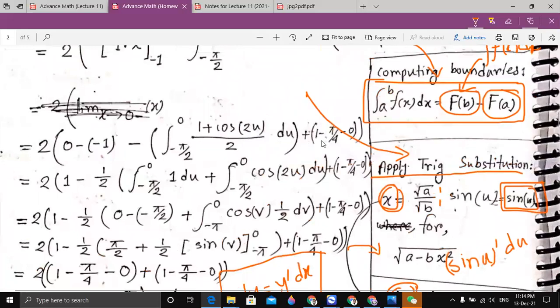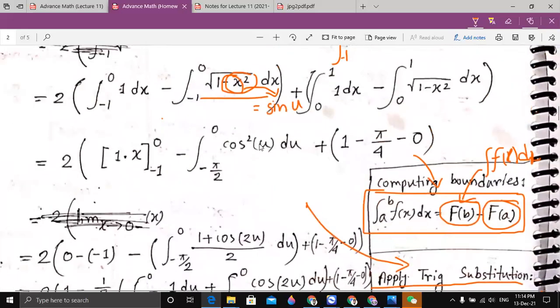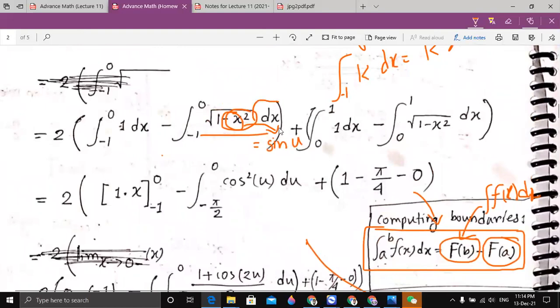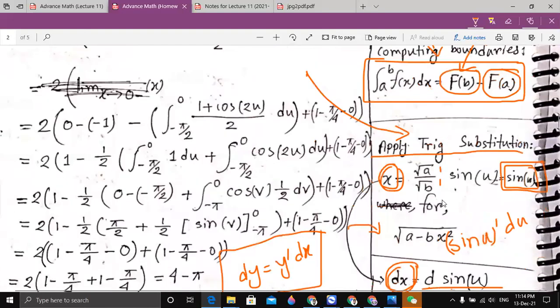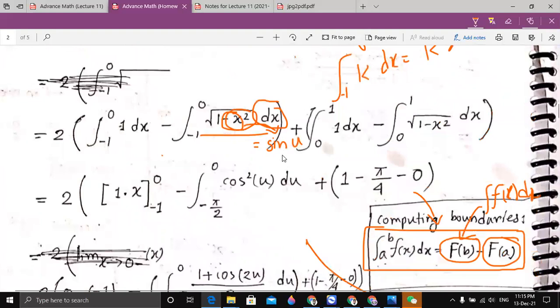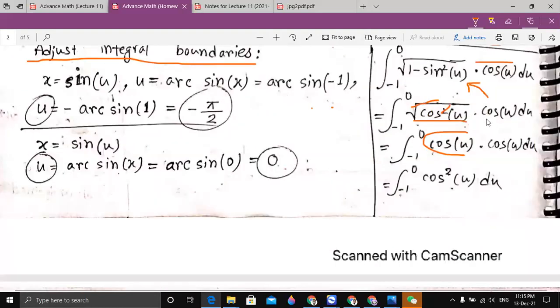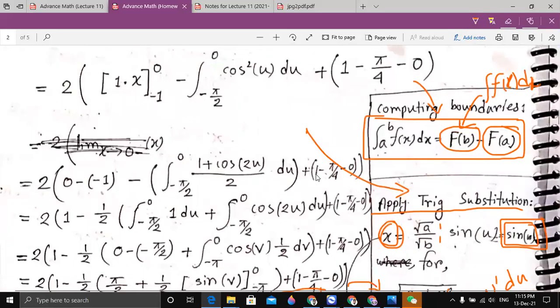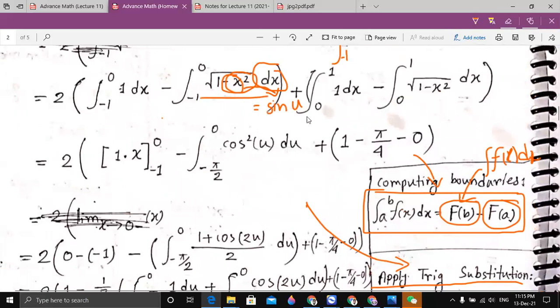You see here, why another cos u? Because here is dx, right? So dx equals what? We calculated here that dx equals cos u du. So for this dx, we can write cos u du. So cos u du and cos u will make cos square u du. Am I right? Yes. So finally we get cos square u du. So where did we start? Maybe here.